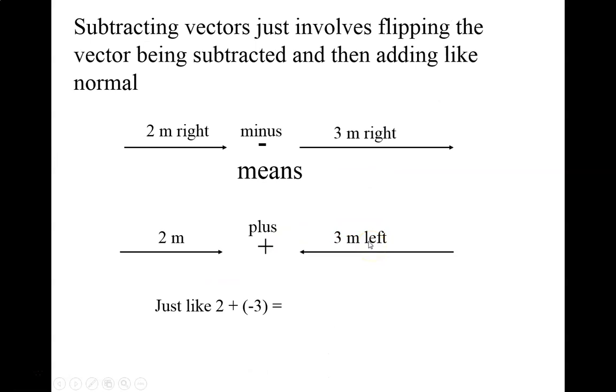You can also subtract vectors, and this is not hard. In order to subtract vectors, you simply flip the vector that you're subtracting, the vector that comes second. So 2 minus 3 means we flip the 3. So instead of subtracting 3 meters to the right, I'm adding 3 meters to the left. That's just saying 2 minus 3 equals 2 plus minus 3.